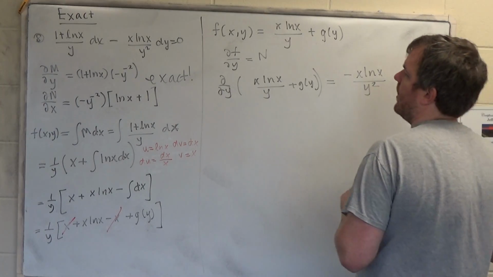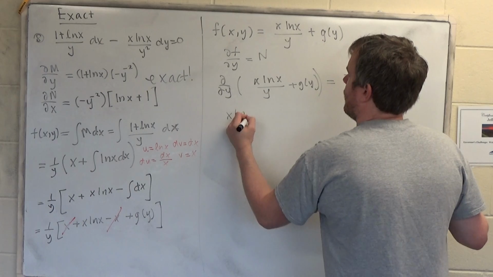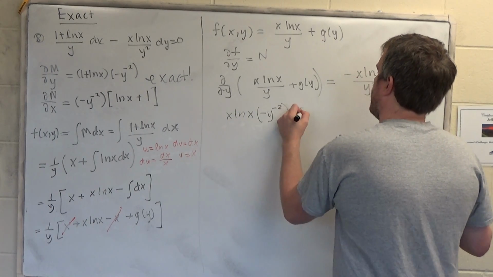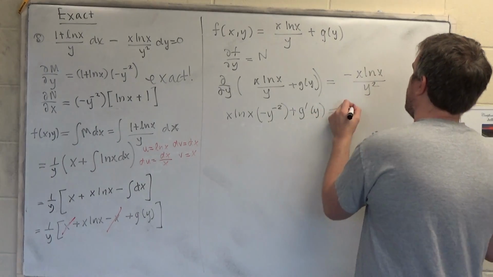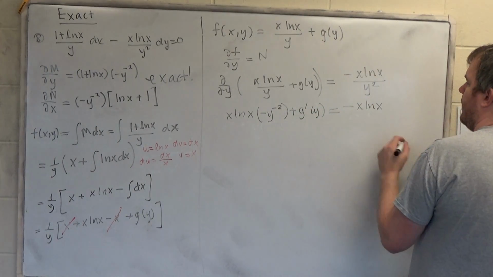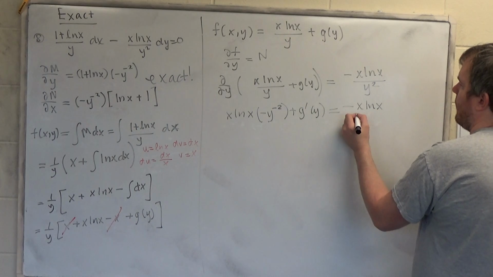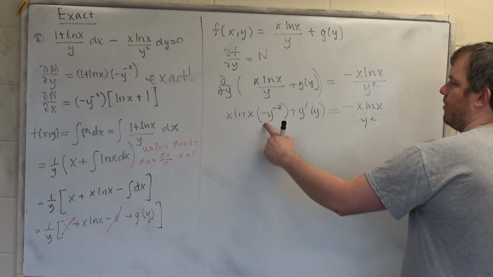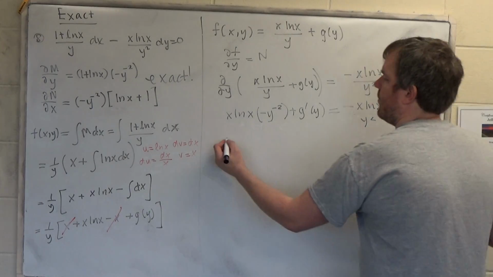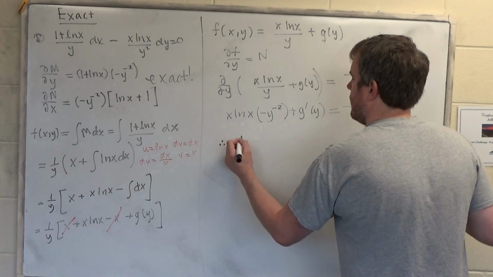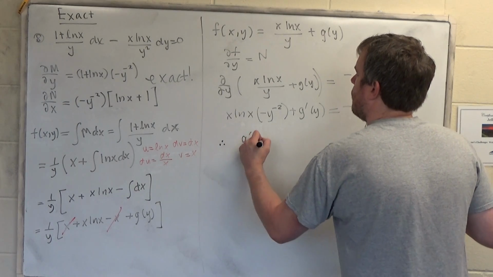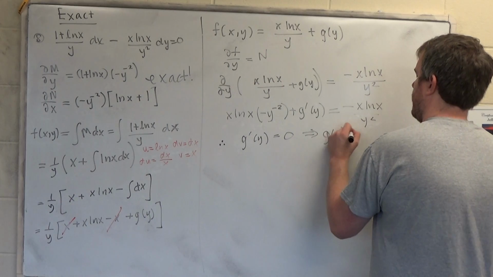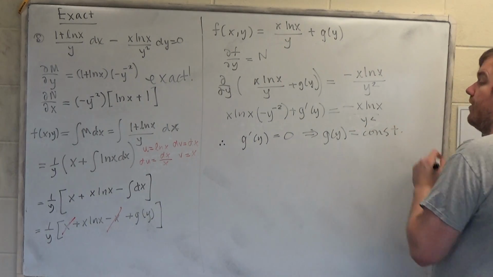Taking the derivative on the left-hand side, x log x is just a constant, and then I get negative y to the negative 2 plus g prime of y equals negative x ln of x over y squared. Notice that these are just different ways to write the same thing. So I get g prime of y is 0, which tells us that g of y is a constant, just as before.